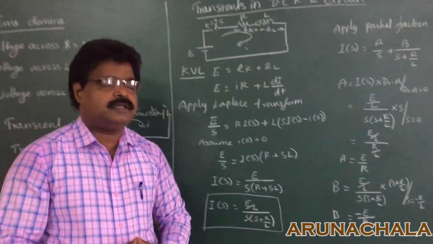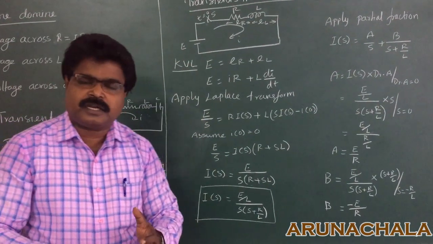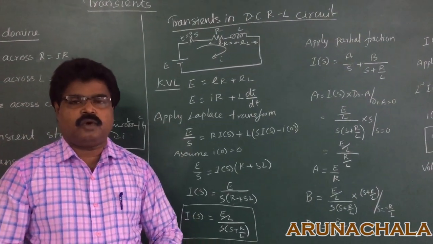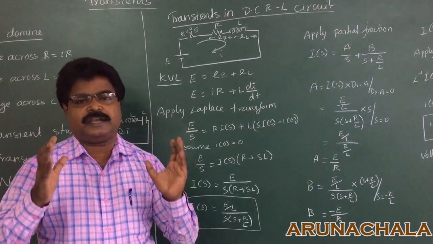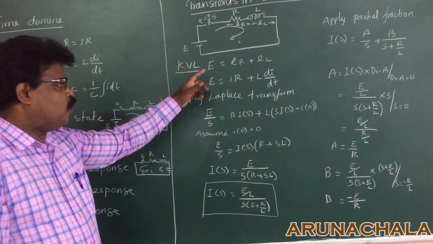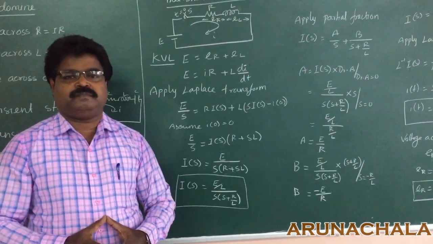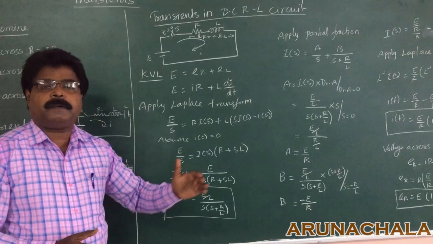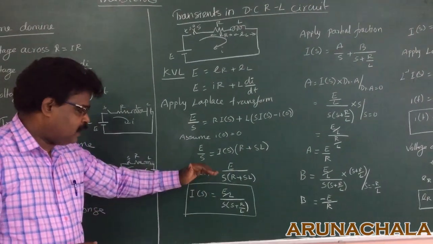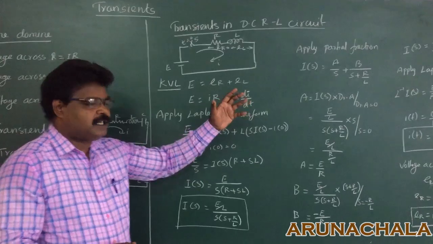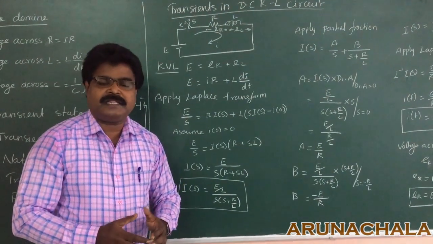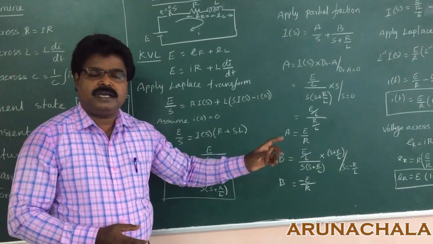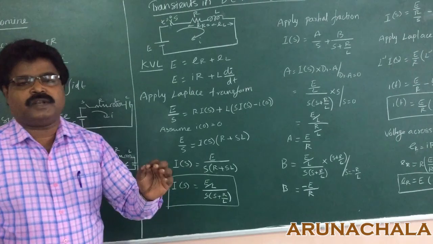How to solve this? In all circuits, whether it is an RL circuit, an RC circuit, or an RLC circuit, the procedure is the same. First, write the Kirchhoff's voltage law equation. Then substitute the voltage values in time domain. Substitute the formula for voltages in time domain. Then apply Laplace transform. Then find I of s. Then apply partial fraction to separate the terms. Find the values of A, B, even C. Then substitute the values in I of s. Then apply inverse Laplace. Then you will get I of t.